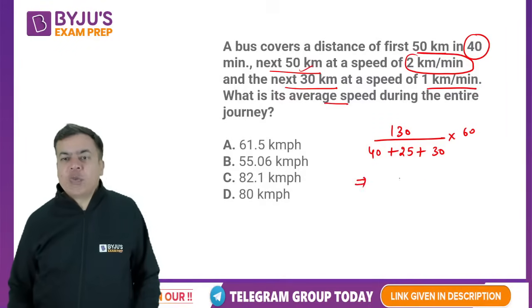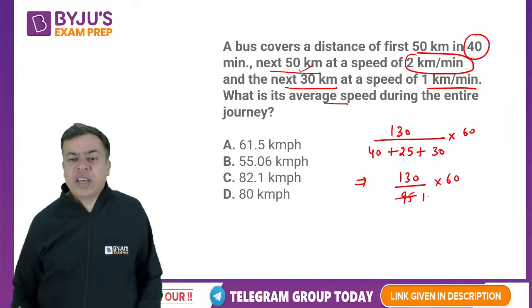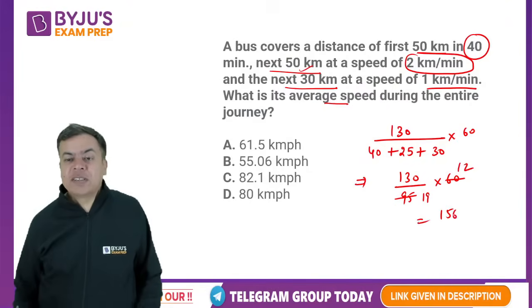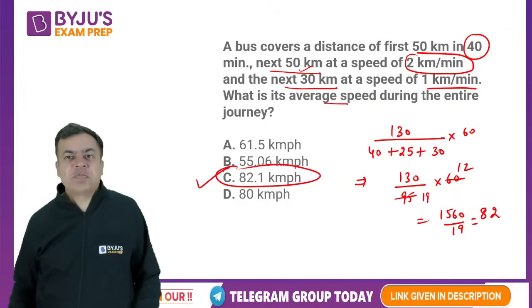So here it is 130 by 40, 30, 70 and 25, 95. Just see the values. So it is 19 and 12. So this is 1560 divided by 19, which will be 19 into 8, 152. So 40, 19 into 2. So C option should be the correct answer.